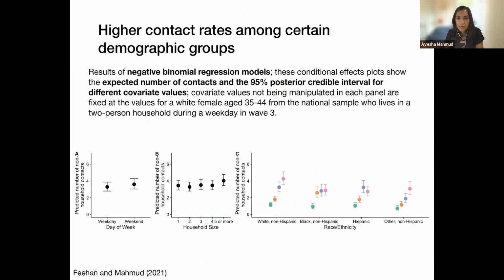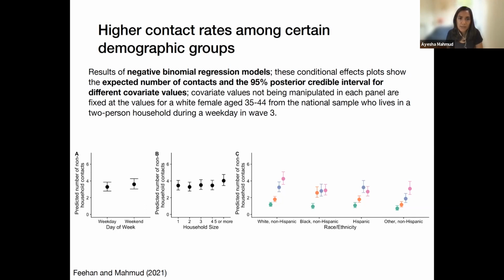One of the other questions we were interested in is how these contact patterns differ by various demographic and other characteristics. This is a very simple negative binomial regression model where we're just predicting the number of non-household contacts. Household contacts we think probably have different predictors than non-household contacts, so we look at both in the model, but we look at them separately. Here we're predicting the average number of non-household contacts based on coefficients from the regression model. And we can see that there is some variation.